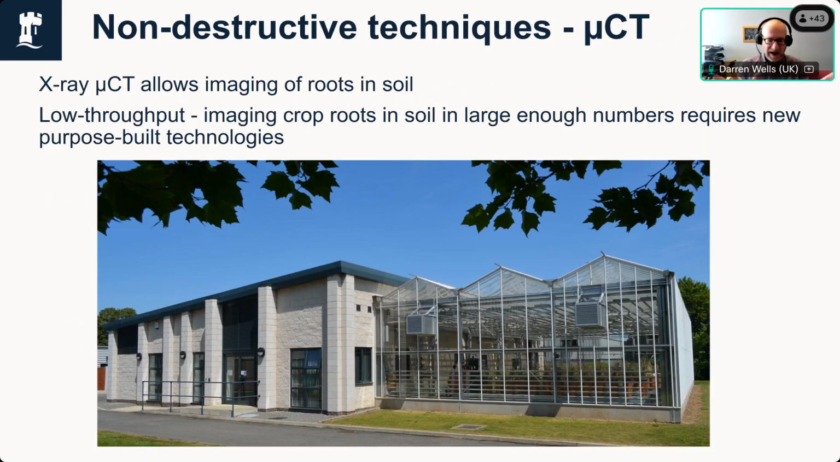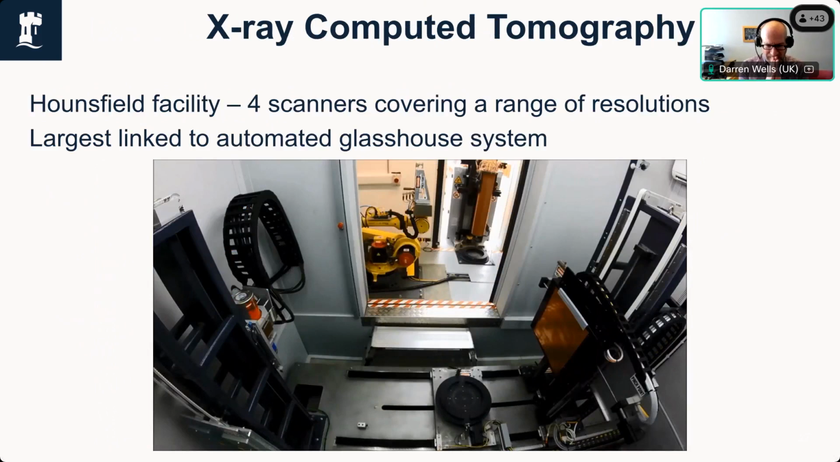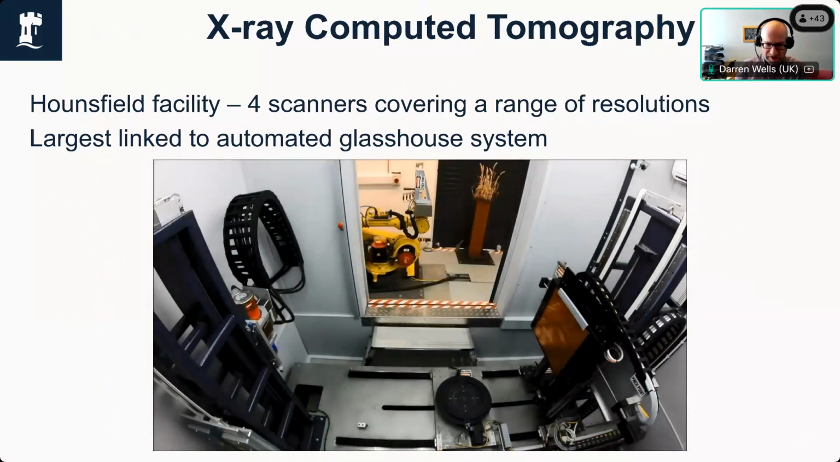So this is our purpose-built centre, the Hounsfield Centre, named after Sir Godfrey Hounsfield, the guy that got the Nobel Prize for CT machines. And as you can see from this, it's a big shed. That's where our CT machines live, and a glass house attached to it is where we grow our plants. We have 4 CT scanners inside the Hounsfield. This is the one that does the work attached to the glass house.